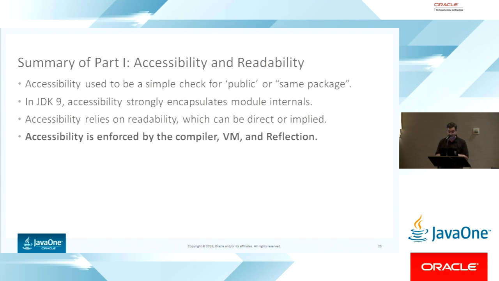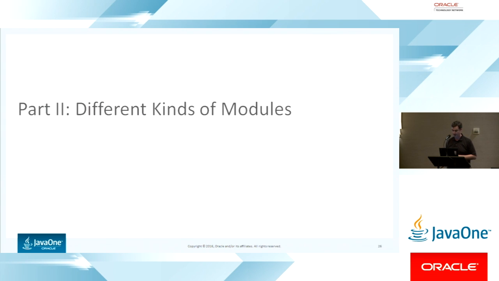Accessibility used to be a simple check, basically for public or same package at compile time and runtime. In JDK 9, accessibility is the mechanism for strongly encapsulating module internals. Accessibility relies on readability, which can be direct or implied. And accessibility is enforced by the compiler, VM, and reflection in line with the module declarations.